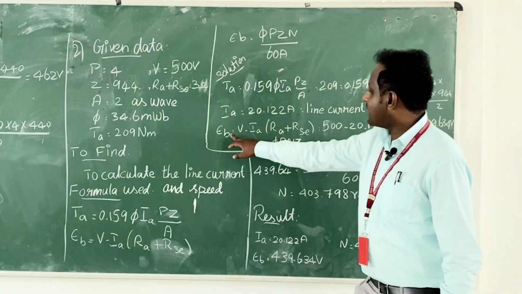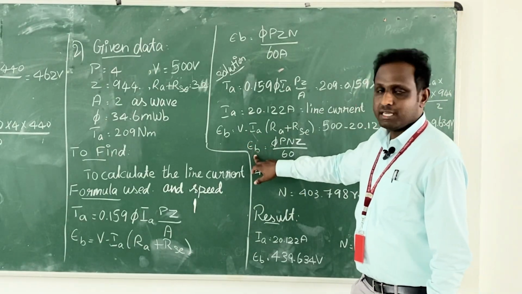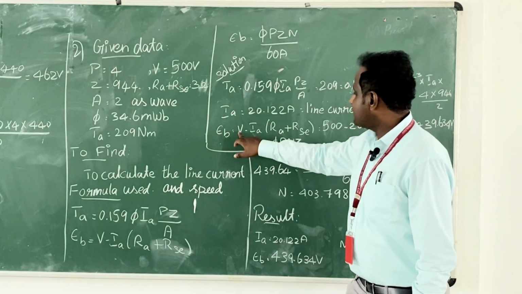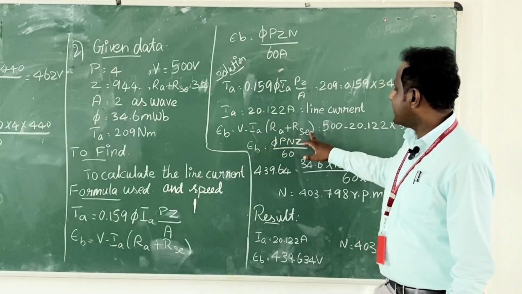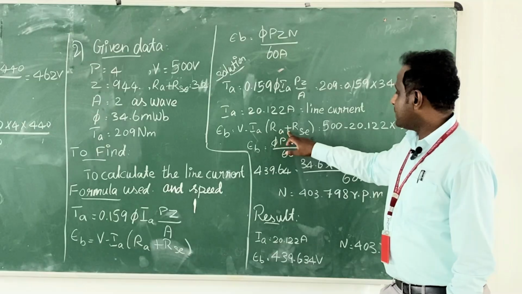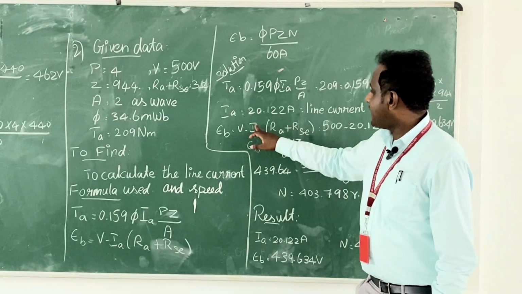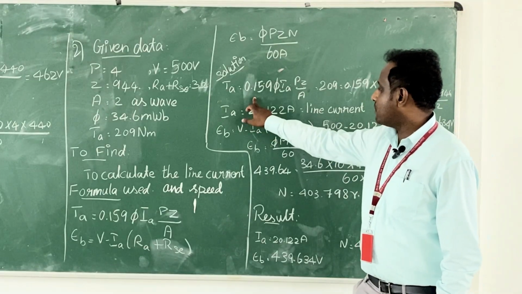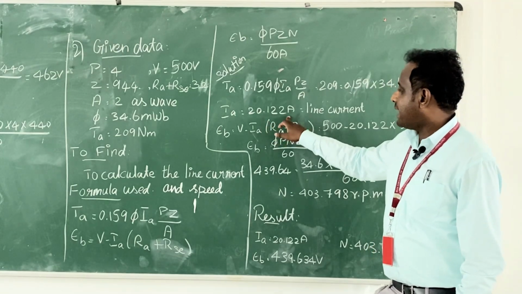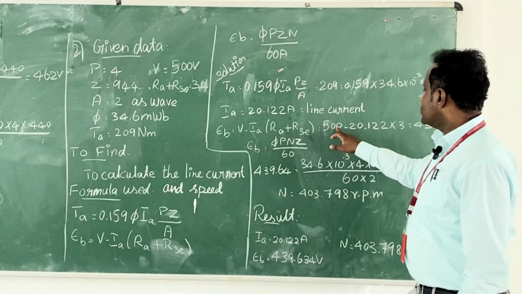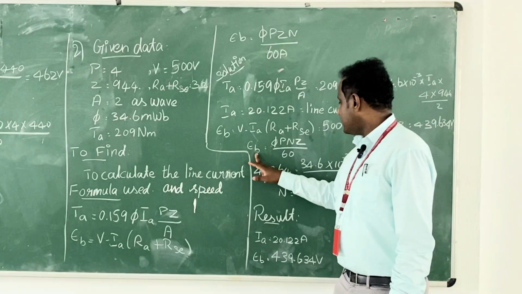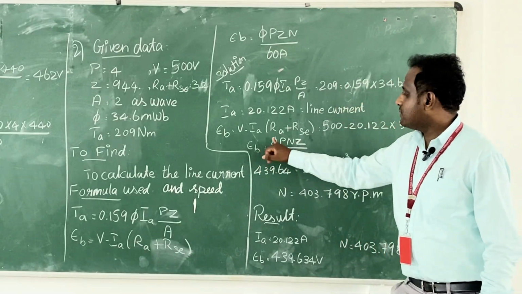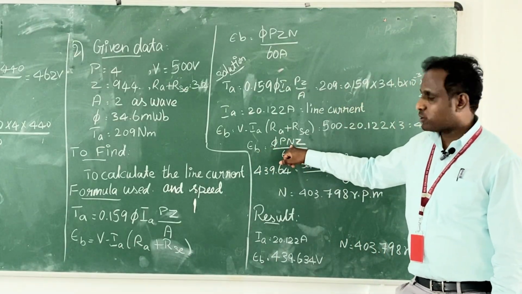Here we first need to calculate the value of Eb, which is unknown. For that, Eb = V minus Ia into (Ra plus Rsc). Ra plus Rsc is given, which is 3 ohms, Ia we have obtained as 20.122, and the terminal voltage is 500 volt. From this we get the value of Eb, and from the speed formula we will get the value of the speed of the motor, N.